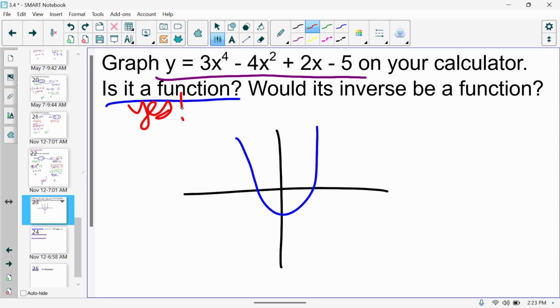So then we want to know, is its inverse a function? Now that means, remember, it would have to pass the horizontal line test. And it doesn't, because if I draw a horizontal line, it touches twice. So the answer would be no for that, okay? So remember, you don't even have to actually find the inverse or anything like that. We already know that its inverse is not a function if the original function does not pass the horizontal line test, okay?